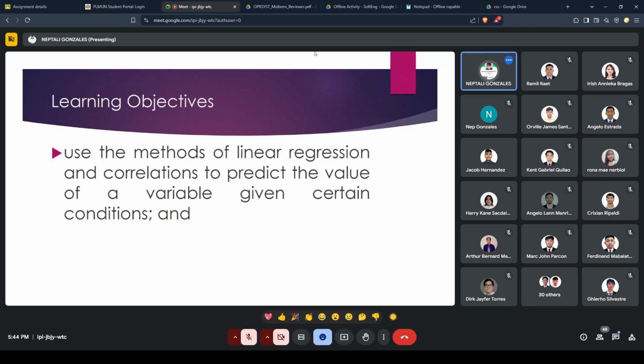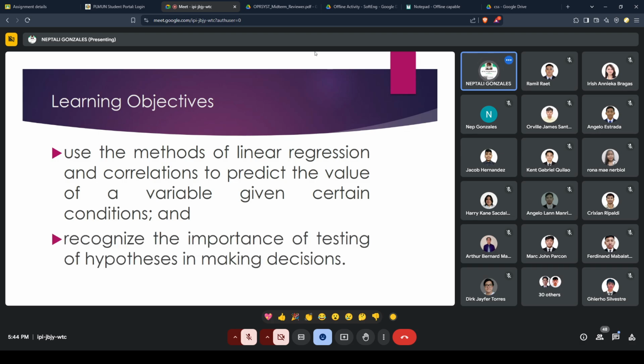Oh, there are actually 3 learning objectives. The second one is to use the methods of linear regression and correlations to predict the value of a variable given certain conditions. And I will also show examples later. Recognize the importance of testing of hypotheses in making decisions. So hypotheses, plural, meaning there are many hypotheses that we are going to give. And you will know later the steps in hypothesis testing. I will show you examples. I think 2 examples.